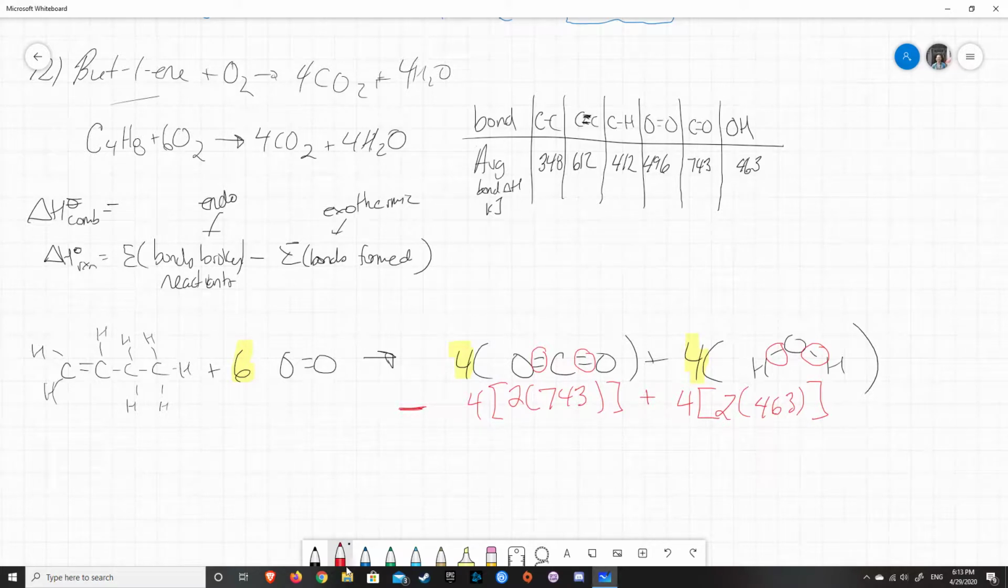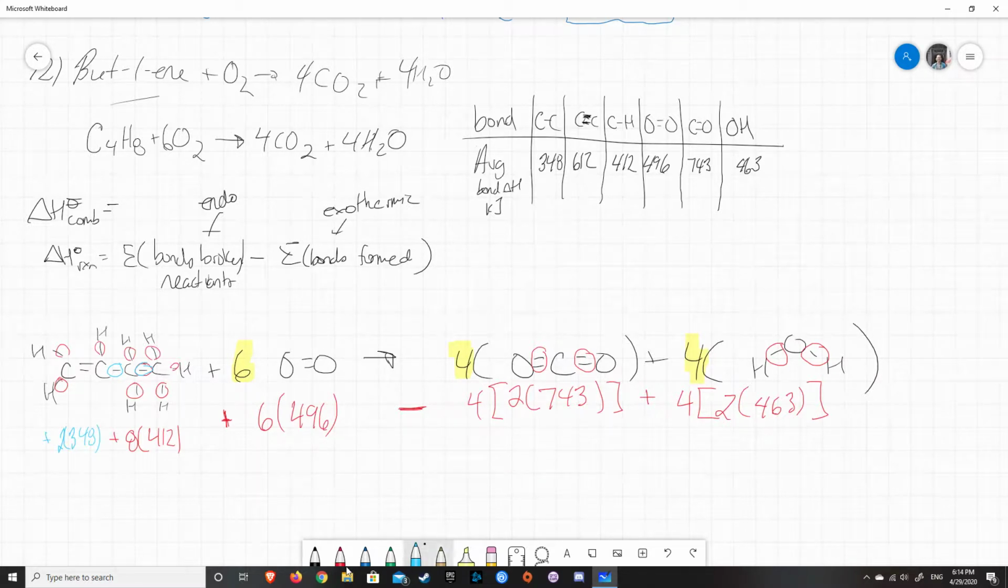And let's look at this, this is going to be the complicated part. 6 times oxygen-oxygen double bond is 496. And finally, these are going to be our harder ones. We've got 1, 2, 3, 4, 5, 6, 7, 8 carbon-hydrogen bonds, so 8 times 412. Plus we've got 2 carbon-carbon single bonds, so 2 times 348.